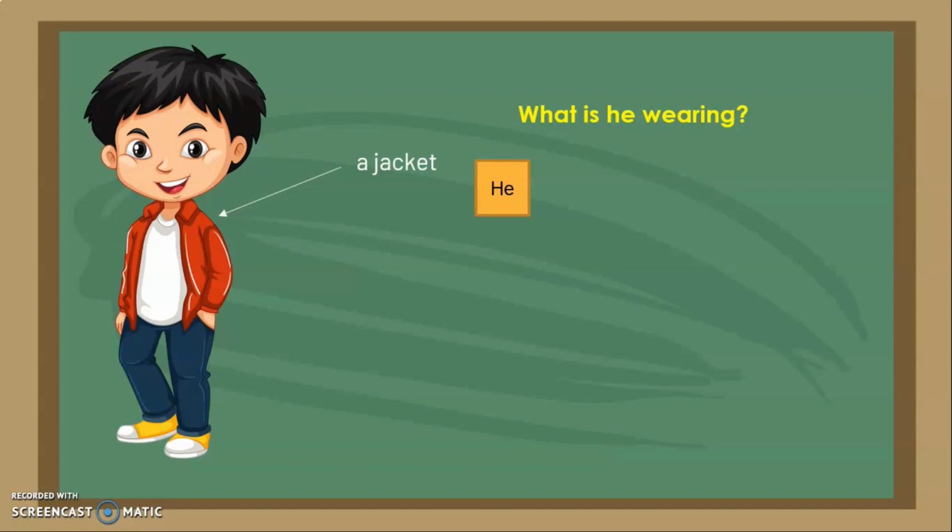And then we continue with "is wearing" blank. Is it a complete sentence? No, this is not a complete sentence. Okay, how to complete this sentence? We need to put a jacket in this blank space. Then it is a complete sentence. He is wearing a jacket.